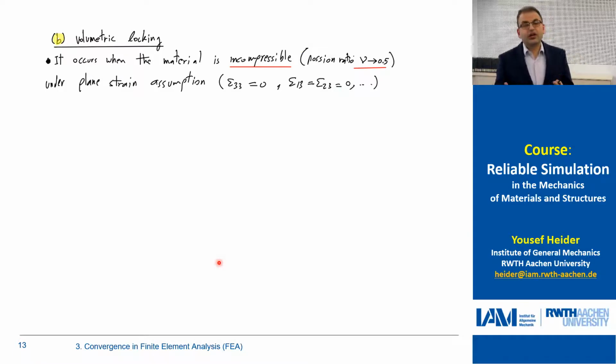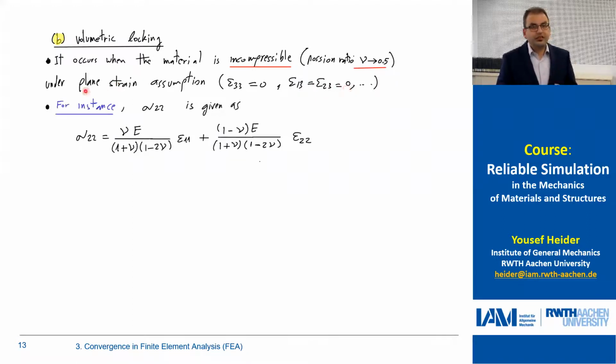The second kind of locking is the volume locking. This is very important. It occurs when the material is incompressible. Incompressible material corresponds to a Poisson ratio which goes to 0.5. Take for instance the plane strain assumption as an example, where we have epsilon 3, epsilon 1, 3, epsilon 2, 3, all of them equal to 0. In this case, sigma 2, 2 can be written in this form here.